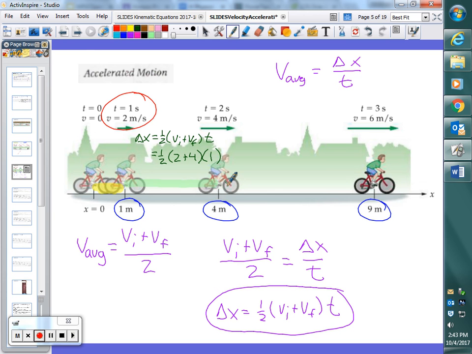What's 2 plus 4? 6. Multiply that by 1/2. 3 times 1 is how far? 3 meters. How far does the picture show that he went in that time? 3 meters. So it's good that we get the right answer when we do these things.